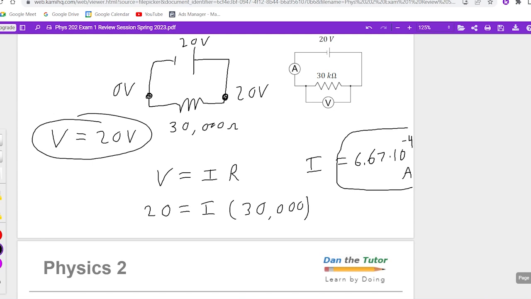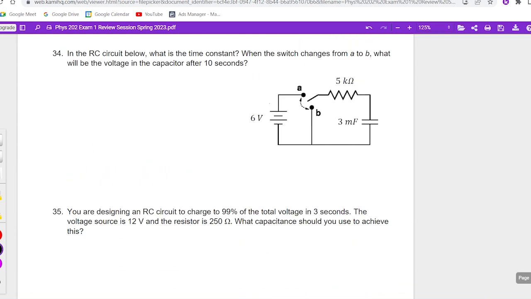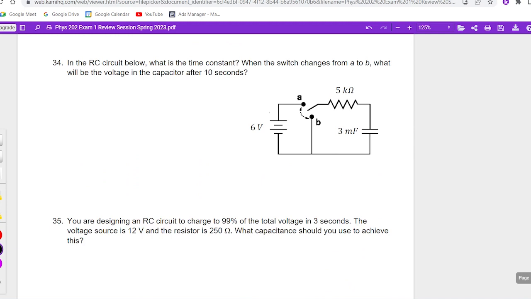Okay, any questions? Okay, 34 and 35, two left, both not too difficult. In the RC circuit below, what is the time constant? When the switch changes from A to B, what will the voltage be in the capacitor after 10 seconds?